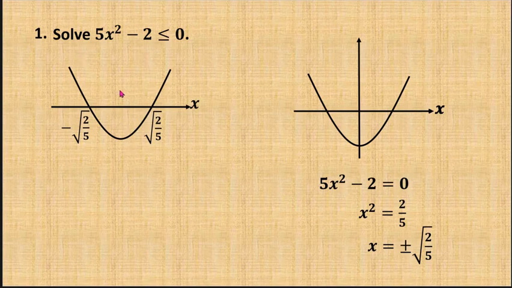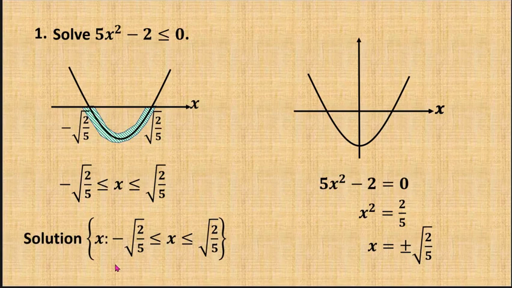After sketching the graph, I'm going to mark the region of the inequality. Since the inequality is less than or equal to 0, the region below the x-axis should be marked. From the marking, notice that the range of values of x which satisfy the inequality is from negative square root of 2 over 5 to positive square root of 2 over 5. Then, the range of values of x is written in set notation as the final answer.